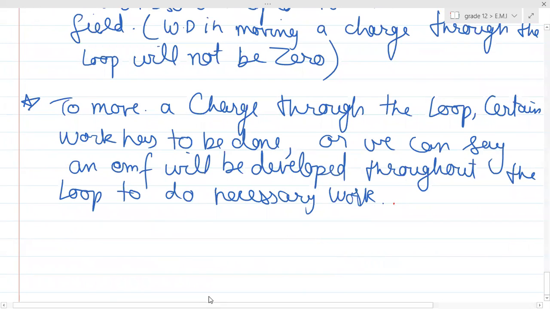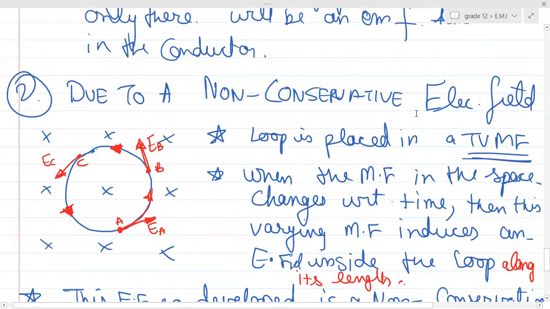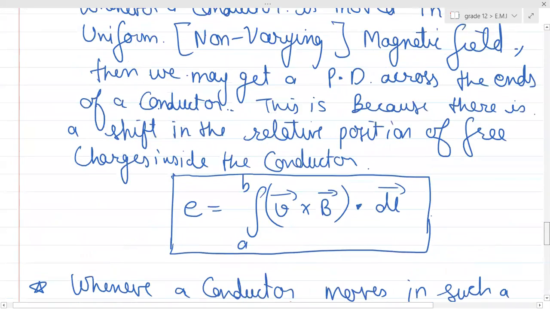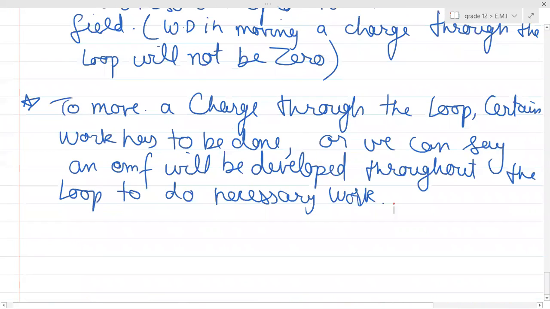Whenever there is a time-varying magnetic field and no relative motion involved, then due to this non-conservative electric field, the EMF will be generated. And whenever there is relative motion, then it is due to motional EMF. Okay? Are the two causes clear to you? Let's discuss them one by one.